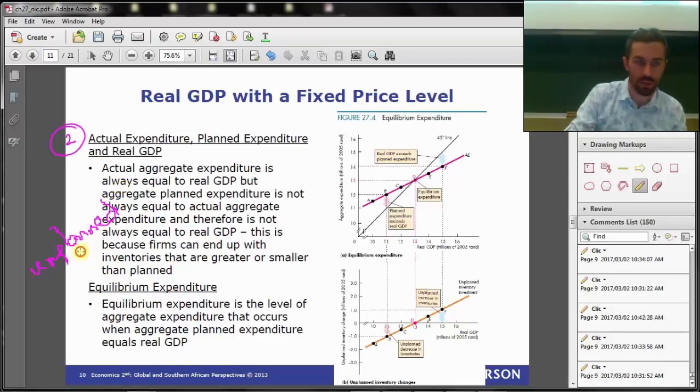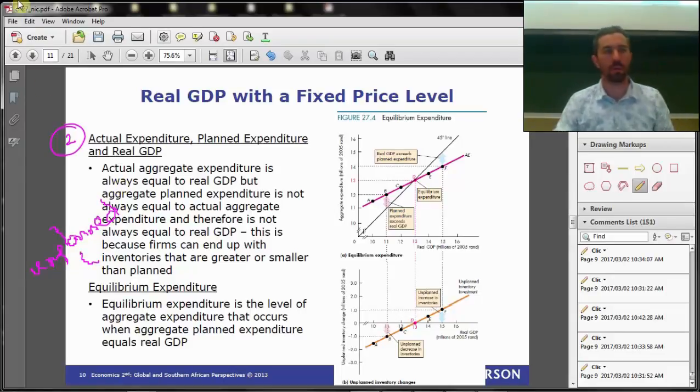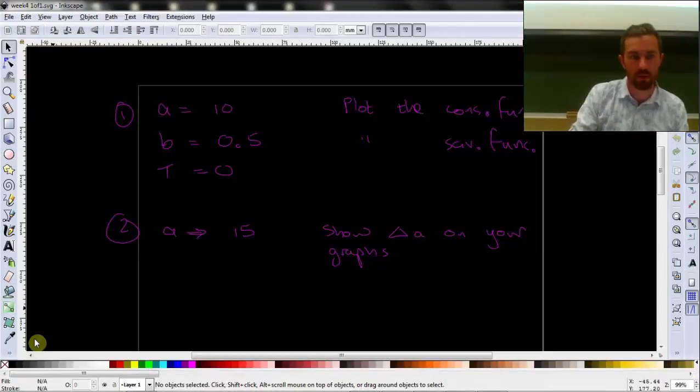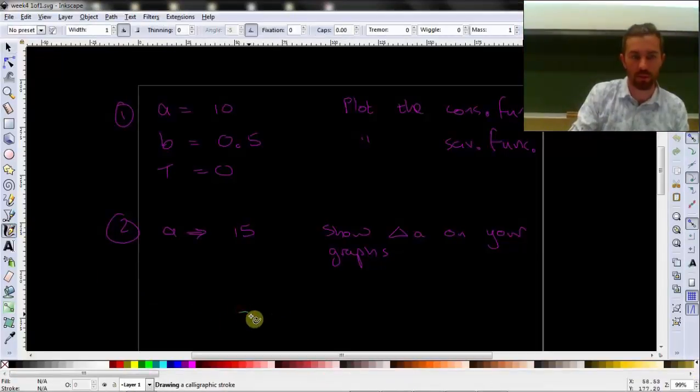These inventory changes. What I'm going to do, just going to save this and see if I write over here whether it has the same jumpiness.